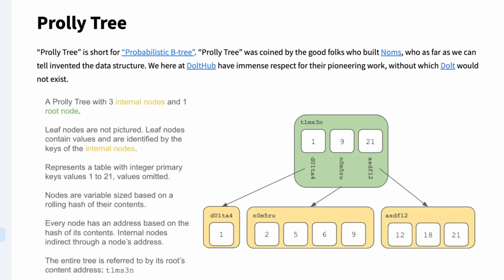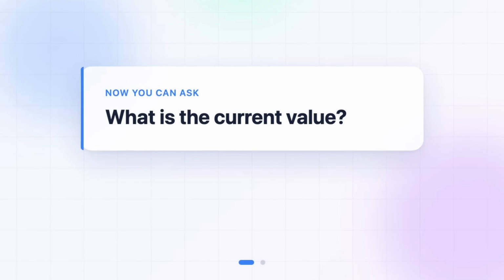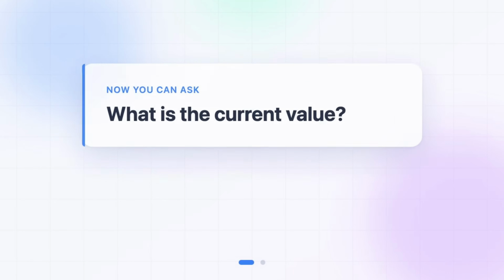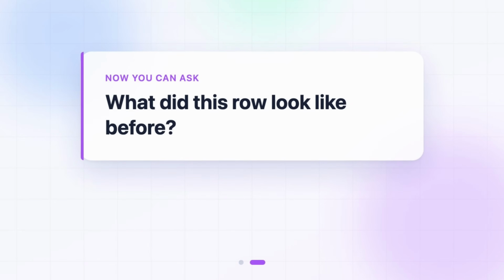Dolt uses something called a Prolly tree. The easy version of Prolly tree here is a normal database uses tree-like structures to make reads and writes fast. Dolt uses a tree-like structure that is also good at versioning. So instead of copying the whole database every time you commit, Dolt can share the parts that stayed the same and track the parts that actually changed. Now we're not just asking things like, hey, what's the current value? We can actually ask things like, what did this row look like before something happened?